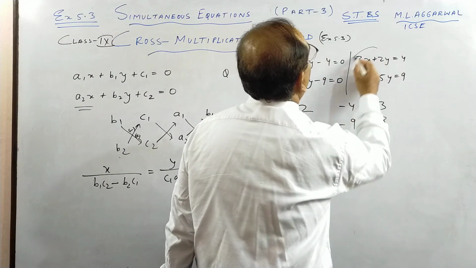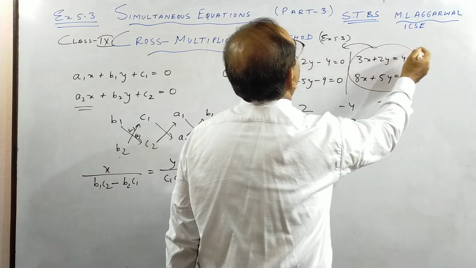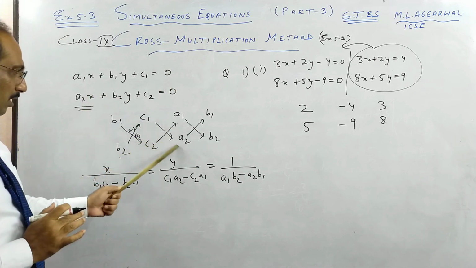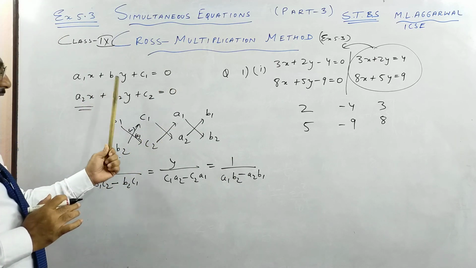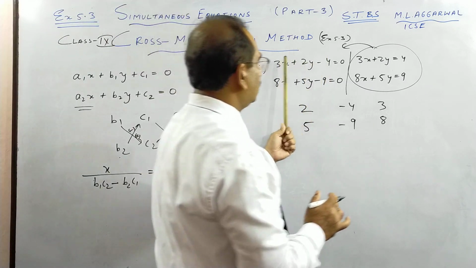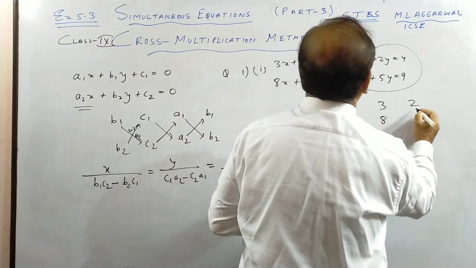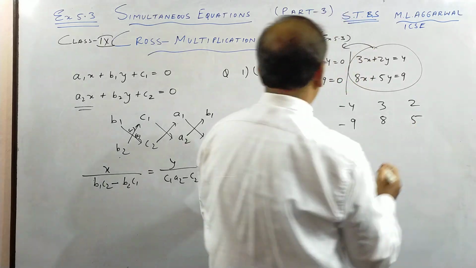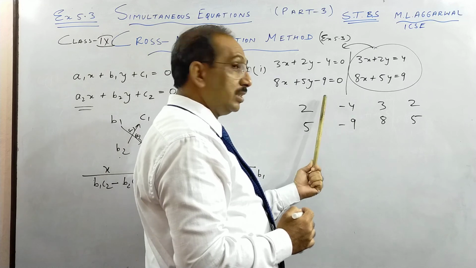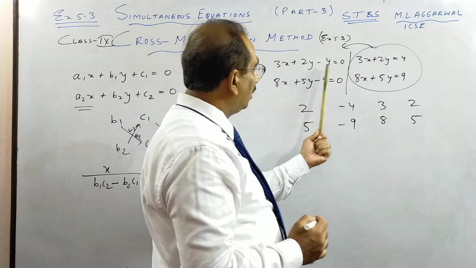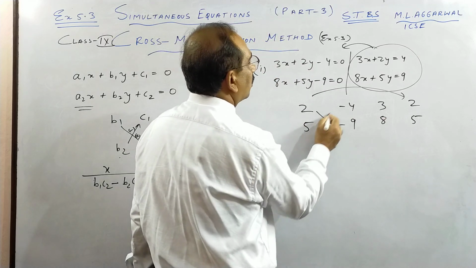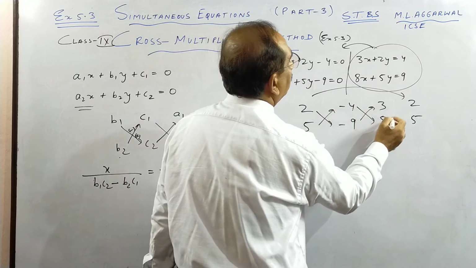We change the equations to this format, with the coefficients of x. Then finally the same thing: we start with this, and then again the first one is repeated. Once more: 2, 5, minus 4, minus 9. See the signs also: 3, 8, 2, 5. The first one and the last one are the same. Now put in this crisscross.